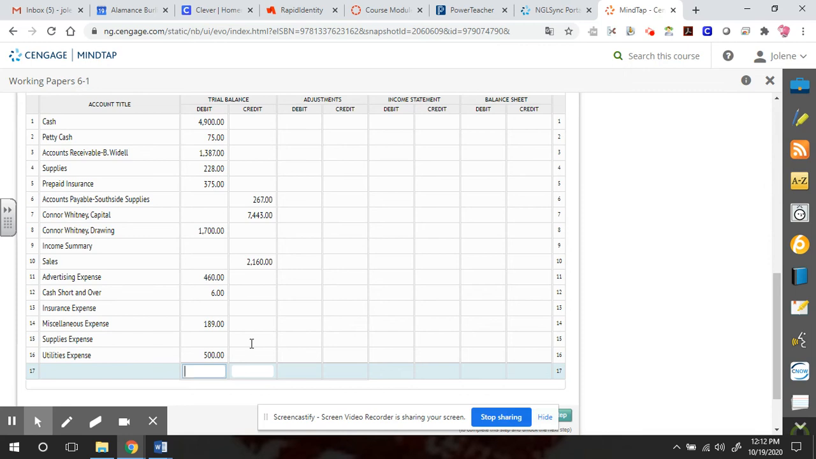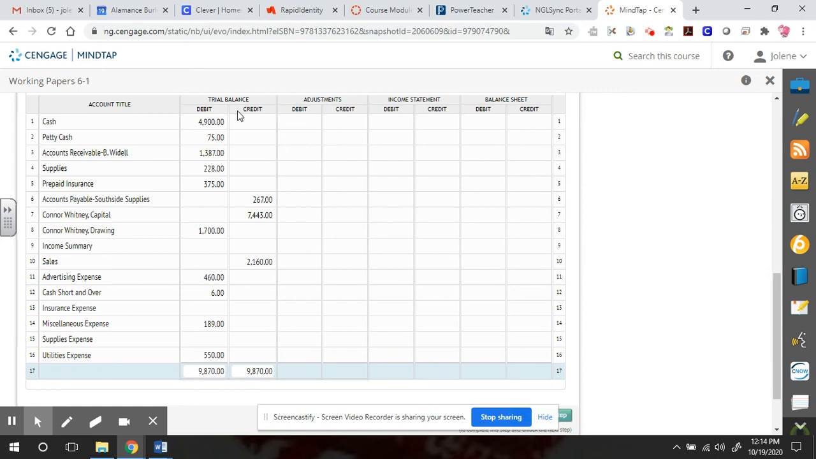We've got $4,900 plus $75 plus $1,387 plus $228 plus $375 plus $1,700 plus $460 plus 6 plus $189 plus, oh, that was supposed to be $550 on those expenses, plus $550. And I have a total. Now I'm going to add the credit side down. I cannot take for granted that they equal. I have to actually add it on my calculator. And my calculator shows that they equal. That's a good thing. They balance. That's what we wanted to see.